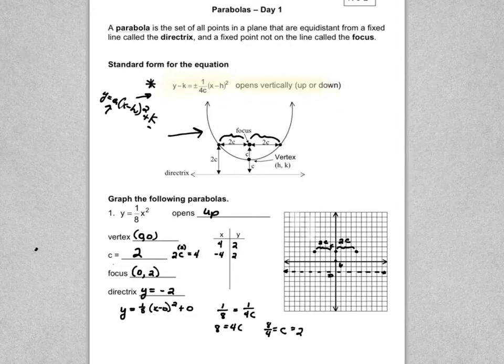And it's pretty easy then. We use those 3 points to sketch this parabola. So it's going to come in through that point, through the vertex, and up through the other point.